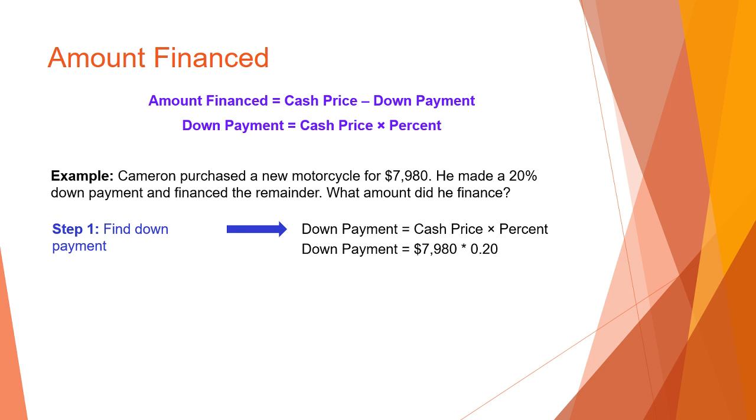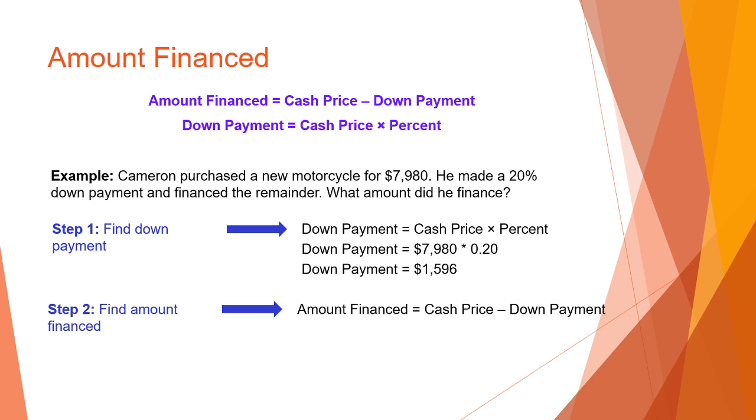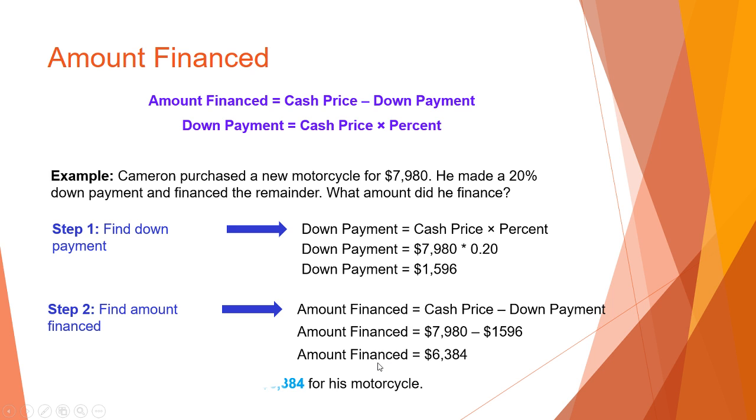Now we can multiply those two numbers together and we end up having a down payment of $1,596. Next, we can find the amount financed. So we take the down payment of $1,596 and subtract that from the cash price of $7,980, giving us an amount of $6,384. That means Cameron still owes $6,384.